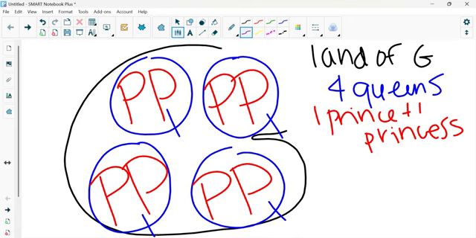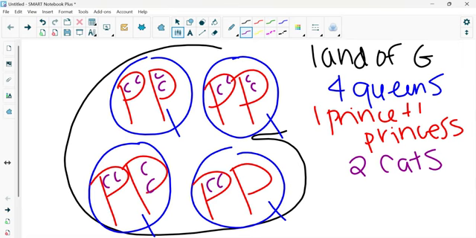And then our last part of the story is that in the land of G, there are 4 queens. Each queen has a prince and a princess. And each prince and princess has 2 cats, or cars, corgis, children, castles, whatever word that starts with the letter C that makes you happiest. I like cats, so I go with cats, okay? But you're going to put 2 C's inside each P to finish up our picture. Okay, and this represents that there are 2 cups in each pint.